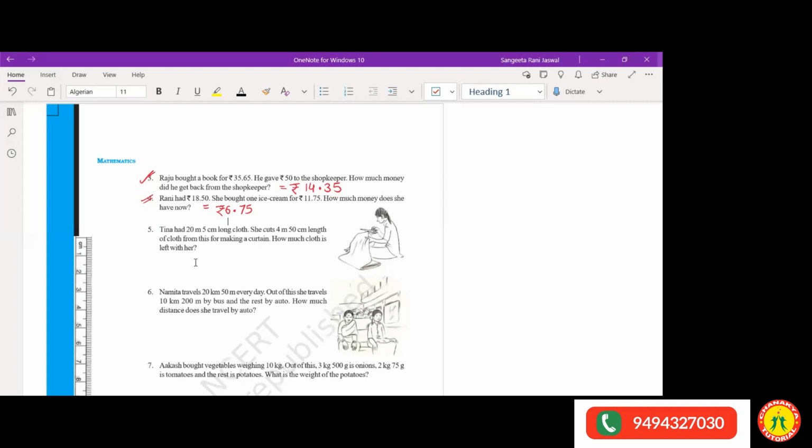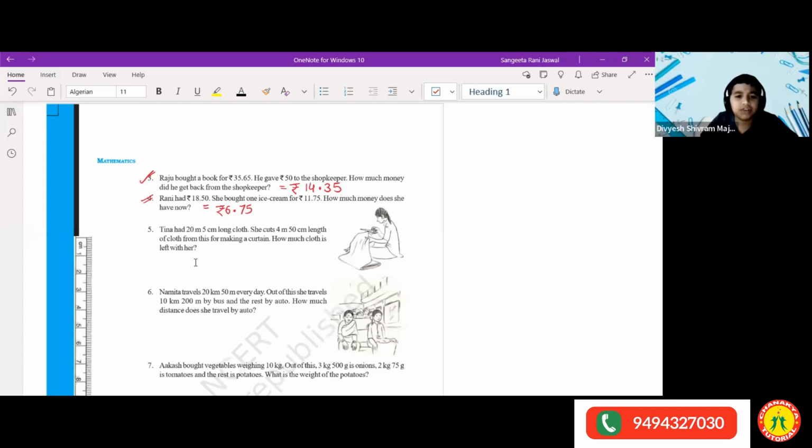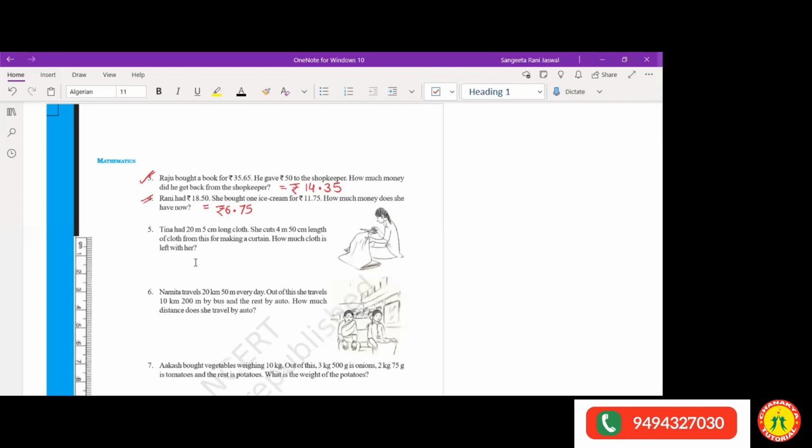Ma'am, there'll be another statement. Length of cloth left with her is equal to 20.5 meters minus 4.50 meters. Ma'am, it's 20.05 meters. Yes, ma'am. Centimeters. Yes, 20.05 centimeters. Okay. Then you do subtraction. Quickly do it. Write the statement in your notebook. Do the calculation and tell me the answer.